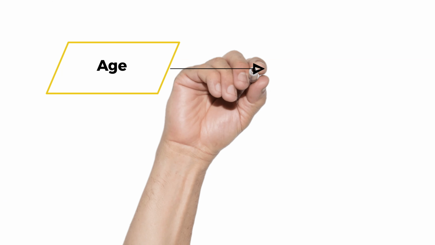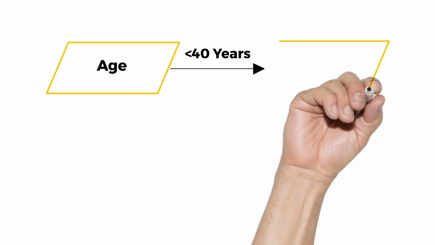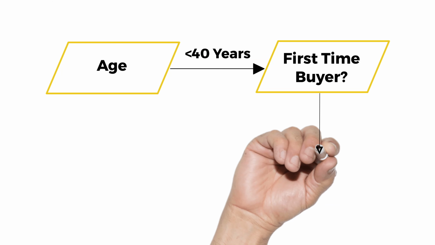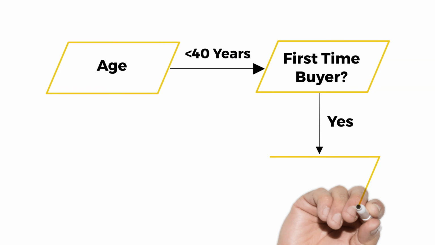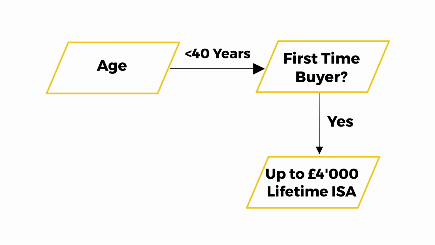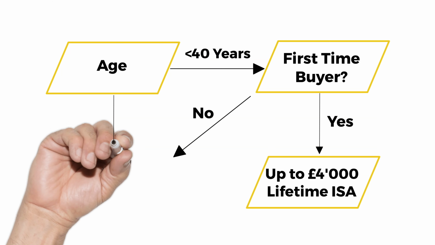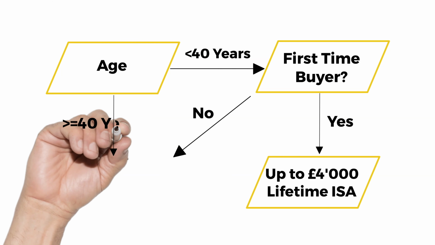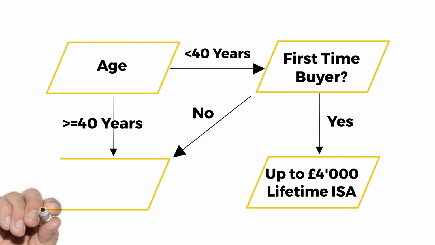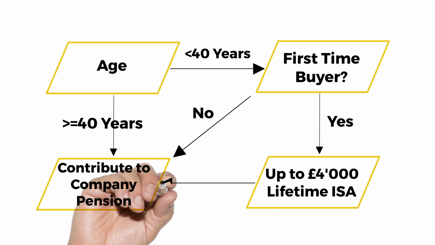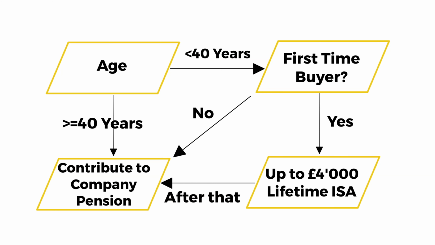If we are less than 40 years of age and we consider ourselves a first-time buyer in the UK, which means we haven't bought a property in the UK before, then we are able to save up to £4,000 into a lifetime ISA. If the answer to that is no, or if we are above 40 years of age, then our best bet is first and foremost to contribute to a company pension fund. And of course, by the way, if you've used up your £4,000 of a lifetime ISA saving, you can still contribute the rest of the money to a corporate or a company pension fund.